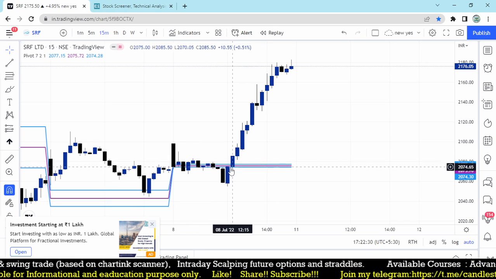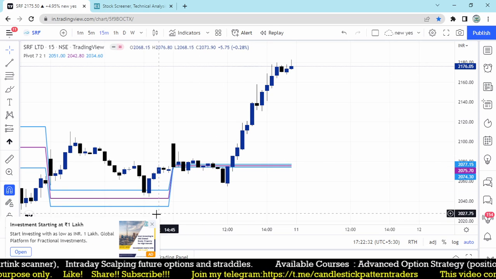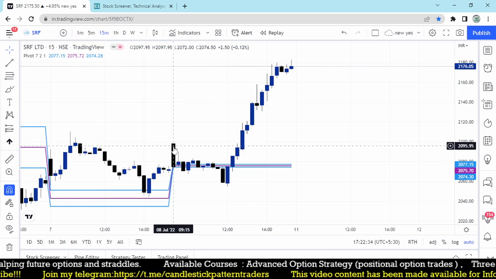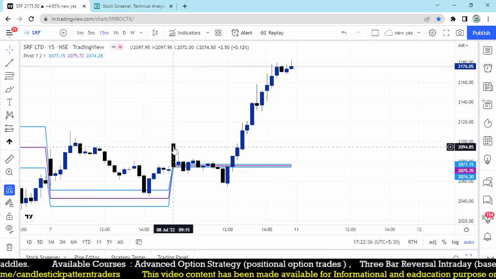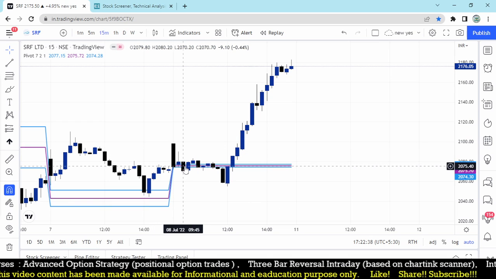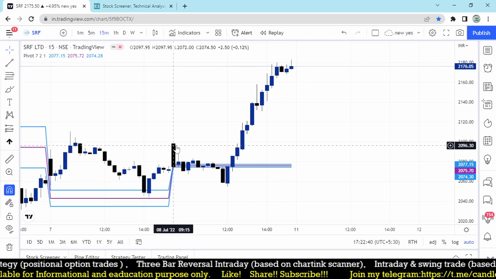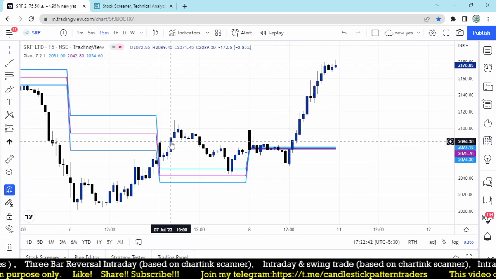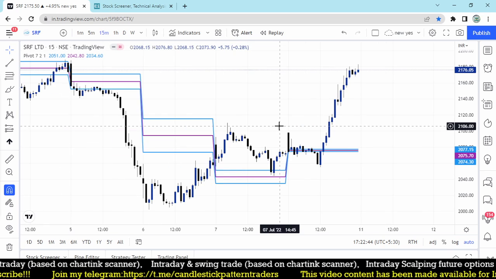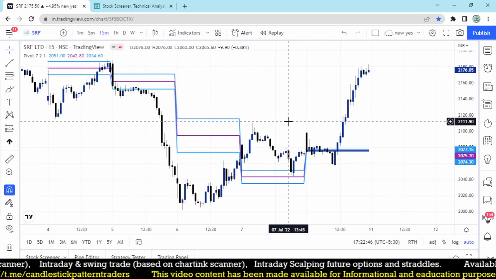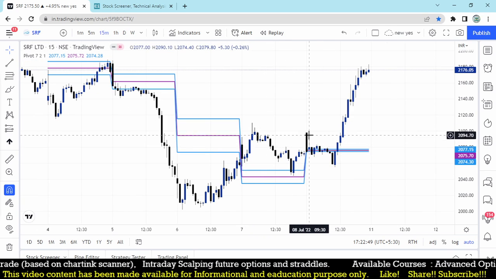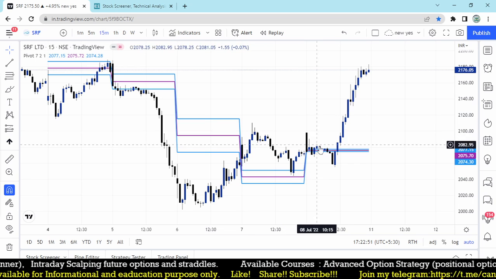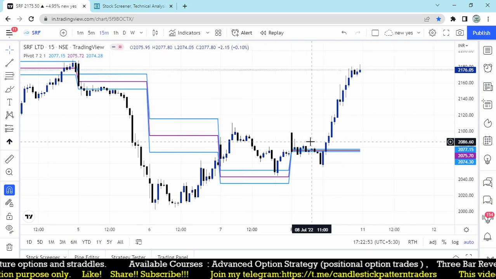Let's say this is the CPR, and yesterday, that is the 8th of July, the stock opened at 2097.95, but the CPR level is 2075. The stock exactly opened above the CPR, right? The stock opened above today's CPR. So it was fine, and then initially it fell down and it recovered very high.